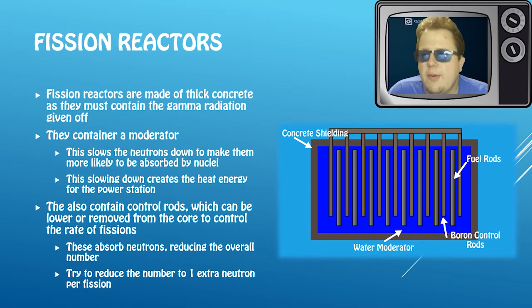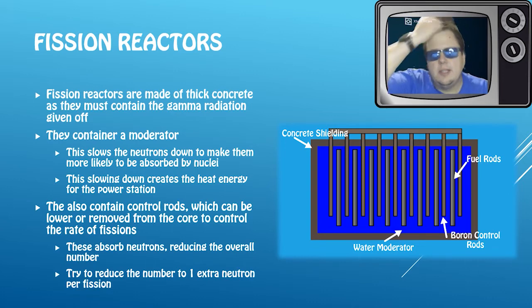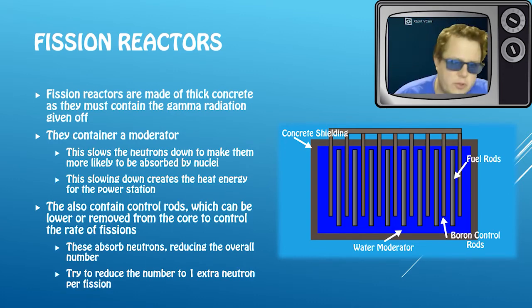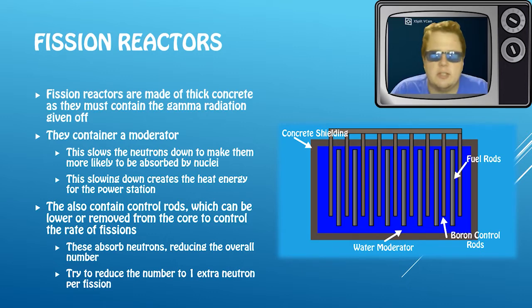Now, the other thing our reactors contain is control rods, made of boron. These can be raised or lowered to control the rate of fissions. Basically, these control rods are there to absorb excess neutrons. What they try to do is get it so that each reaction only produces one neutron, so the overall number of neutrons doesn't change. And we do this by raising and lowering them. Generally, they're designed to fail safe, so they'll drop straight in, and when they do, they will absorb all the neutrons, hopefully, and stop the reaction from going on.